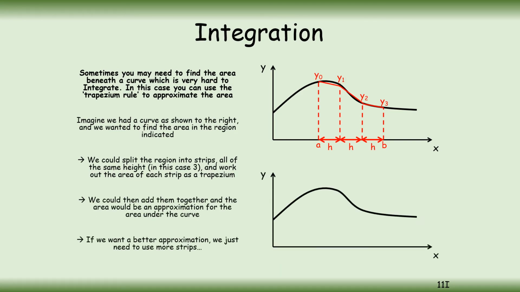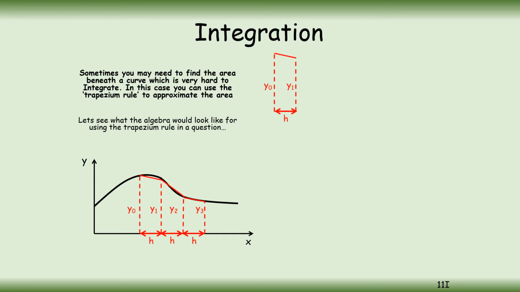Now if I make the strips smaller, I will have more trapezia, and this time if you look at the curve, we should have a better approximation. So if you take more trapezia, then you get a better approximation to the area.